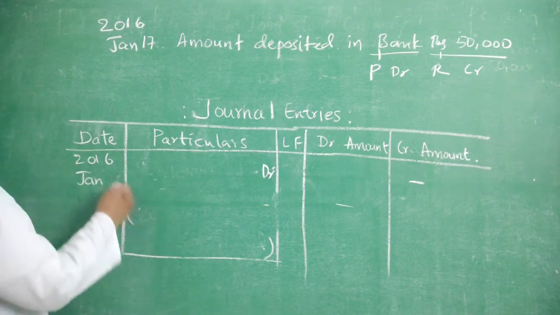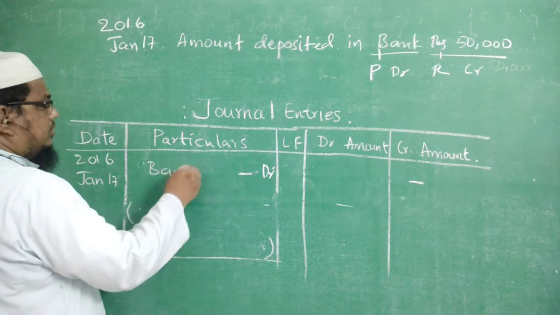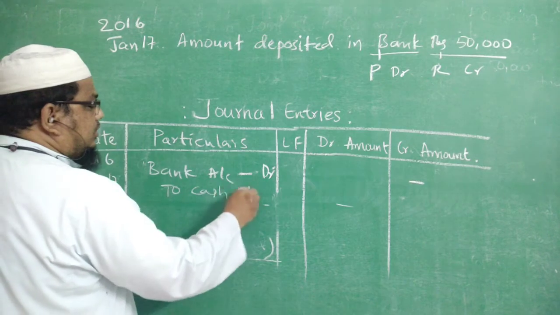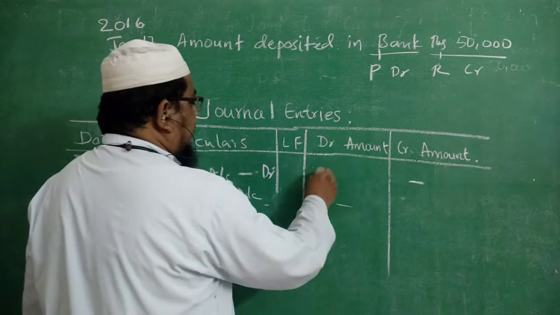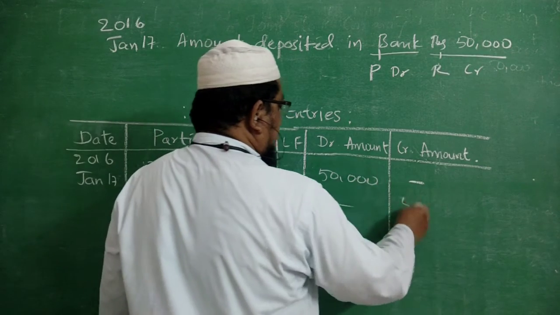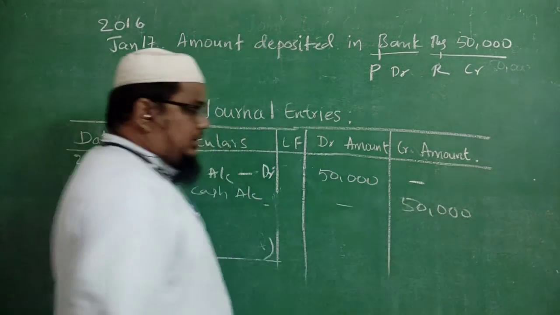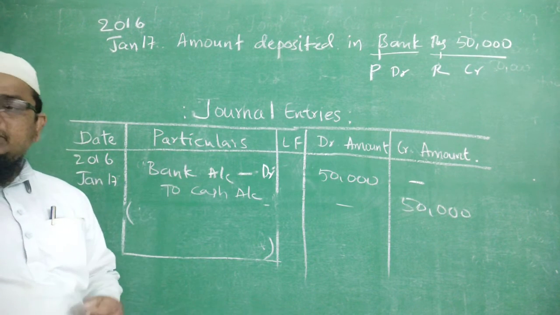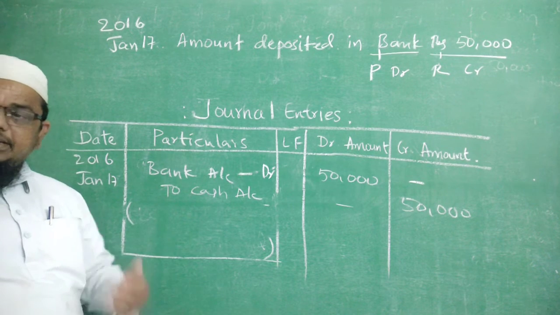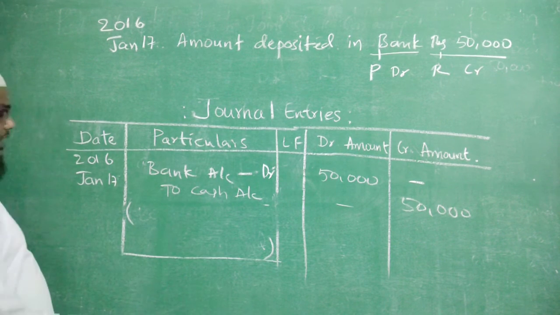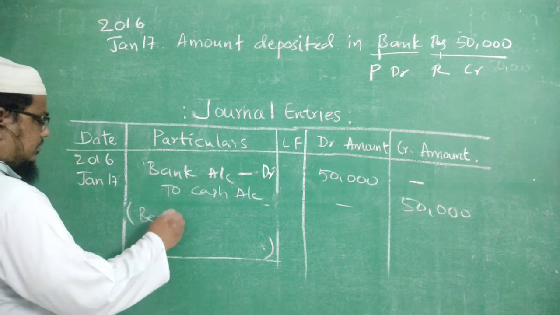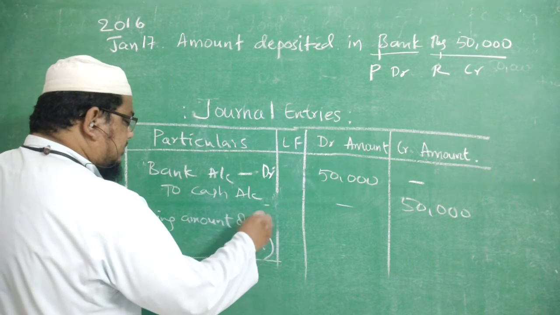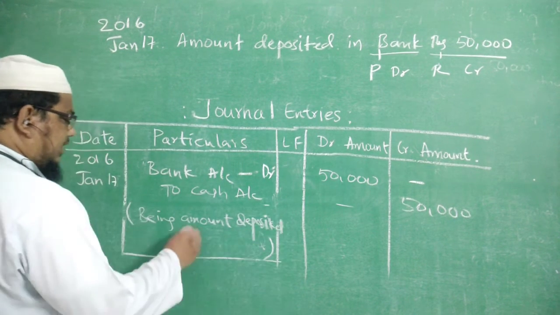Okay. So here on 17, bank account debit to cash account, amount 50,000. Okay. We are debiting bank account because bank is the receiver. We are crediting cash because the cash is going out from the business. So here, being amount deposited, or you can write in bank.